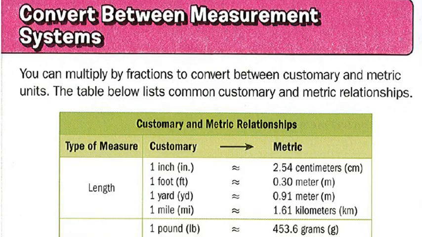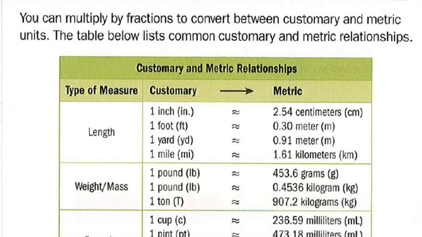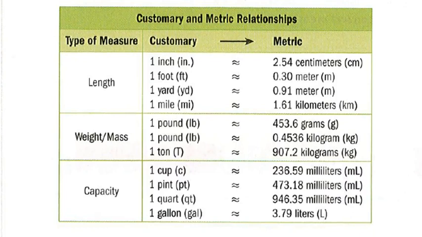Convert between measurement systems. So it says you can multiply by fractions to convert between customary and metric units. The table below lists common customary and metric relationships. So you're going to need to dog-ear this page or put a sticker in it or a bookmark or something, because this is one you're going to need to refer back to a lot in this lesson. So this tells you how many customary units are equal to how many of its metric counterparts. So for example, if we're looking at length, 1 inch is equal to about 2.54 centimeters.